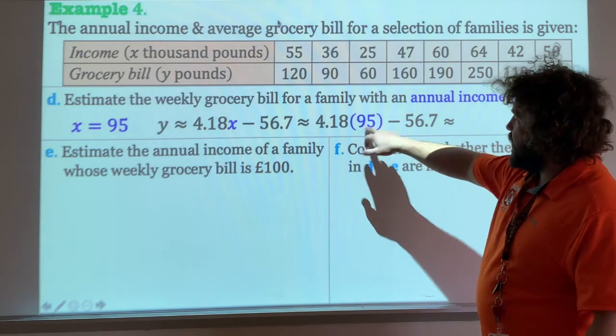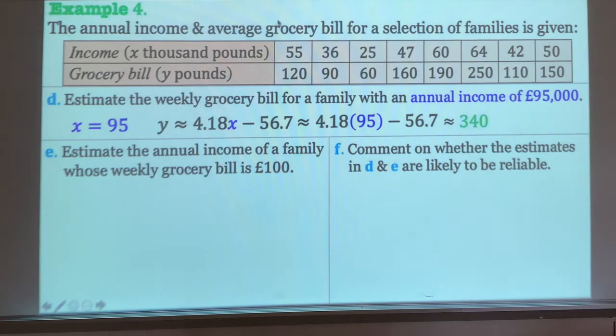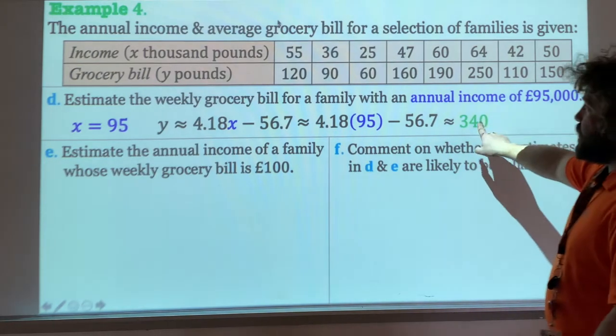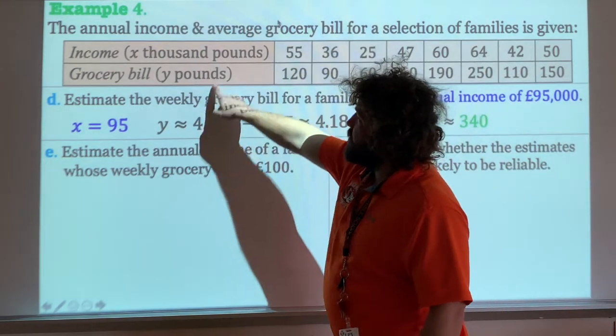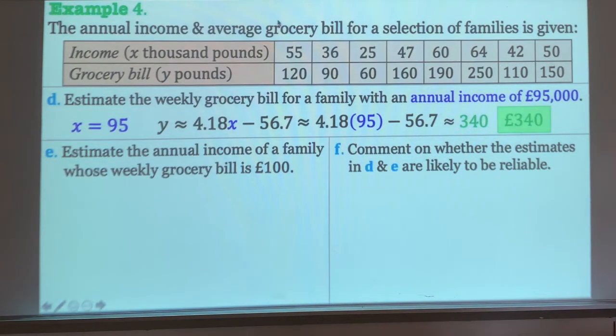4.18 times 95 minus 56.7 is approximately 340. Okay, now 340, I go look at my units. My units is pounds. So the little L looking thing with the 340 is my answer. 340 pounds.